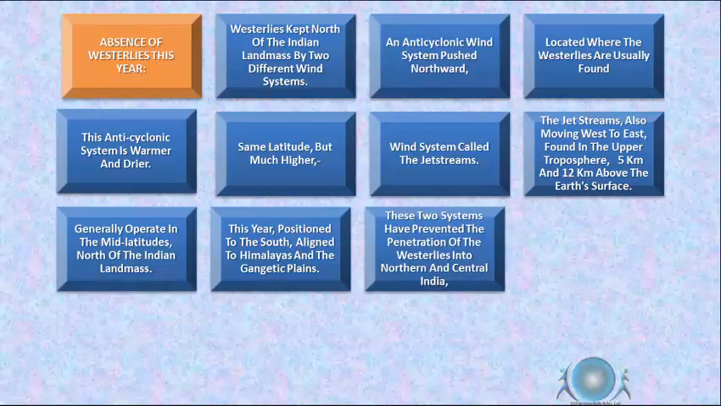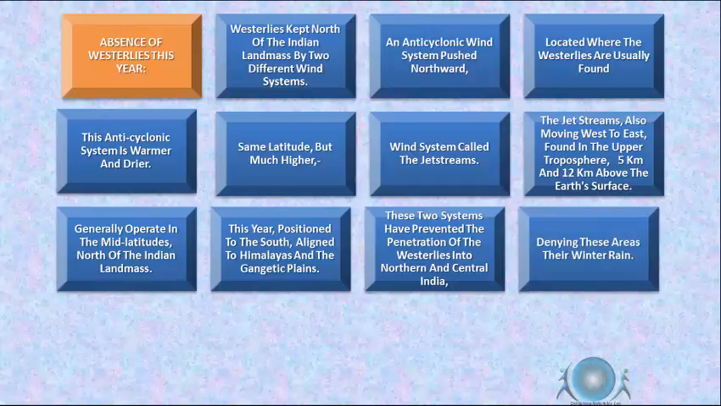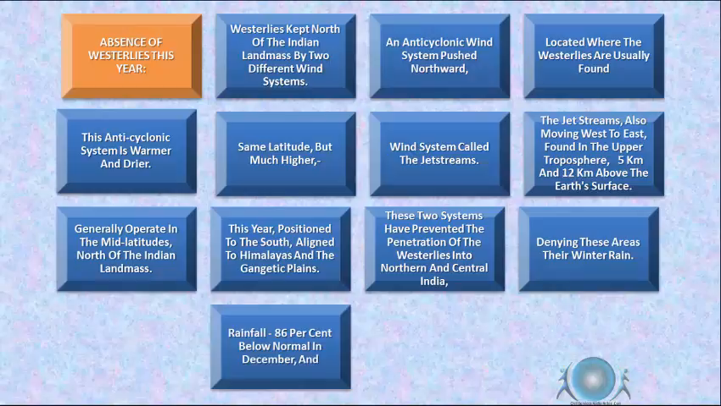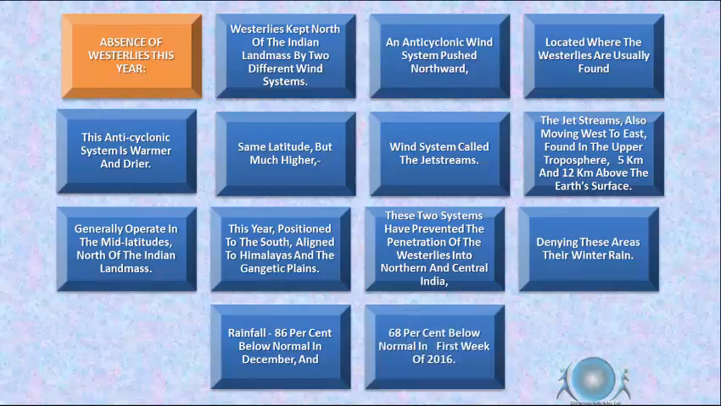Scientists are explaining that these two systems together have prevented the penetration of the westerlies into northern and central India. Therefore, these areas did not get the winter rain as usual. Rainfall in this country as a whole was 86% below normal in the last week of December, and it was 68% below normal in the first week of 2016, that is January.